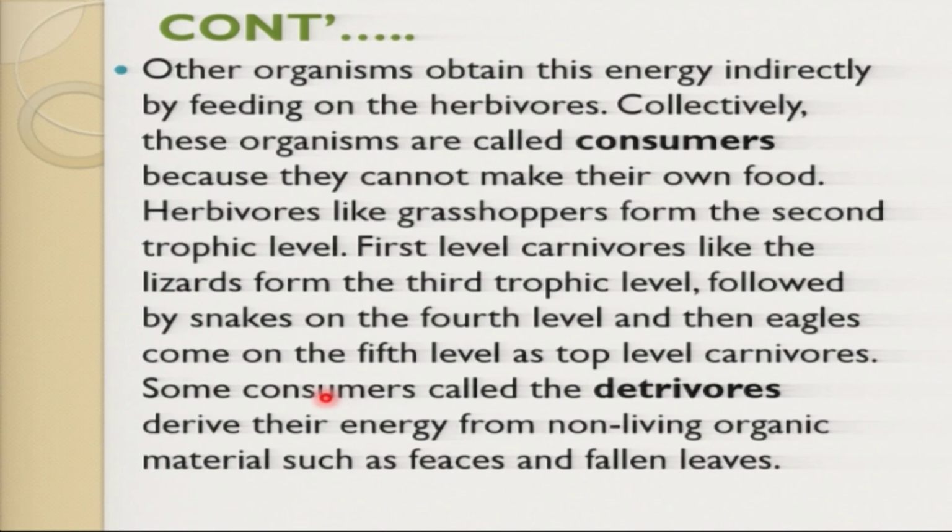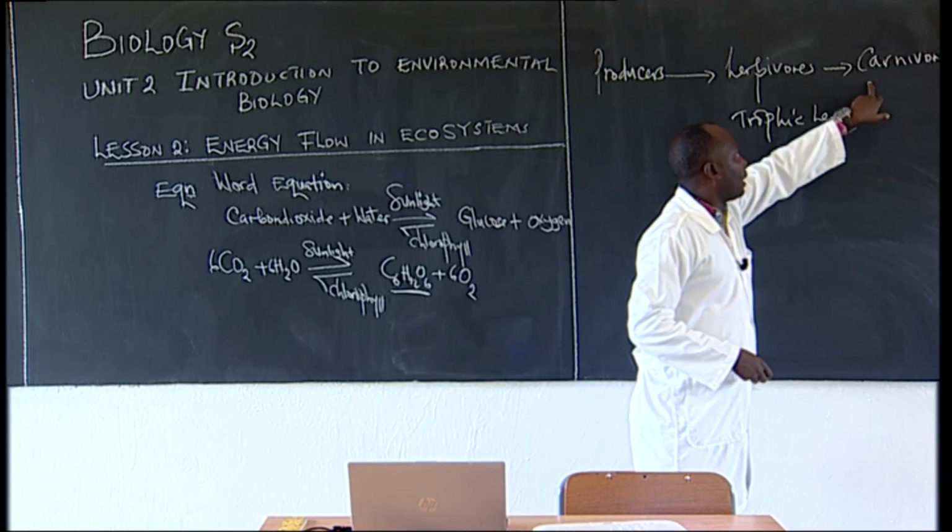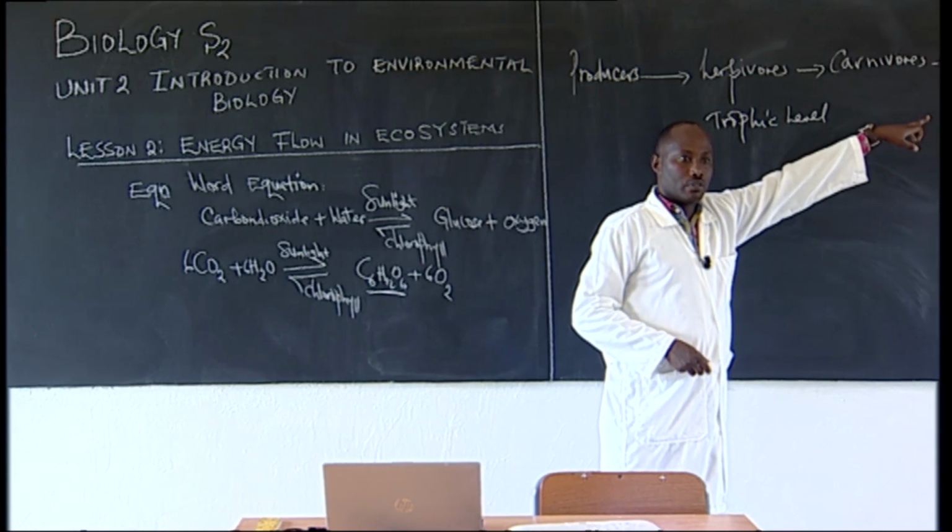Take an example, like lions. They don't depend on plants. But the herbivores, like gazelles, zebras, buffaloes, they feed on plants. They are herbivores. After they feed, the lion comes and kills the buffalo because it's a predator. It hunts and kills the buffalo, then it gets energy. Collectively, these organisms are called consumers. We have primary consumers, secondary consumers, and even tertiary consumers.